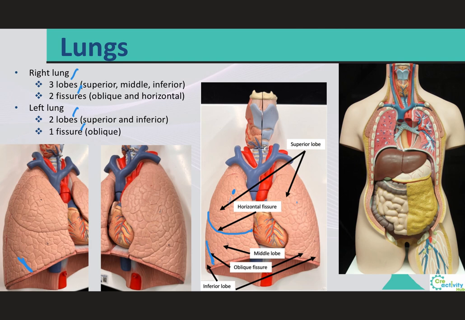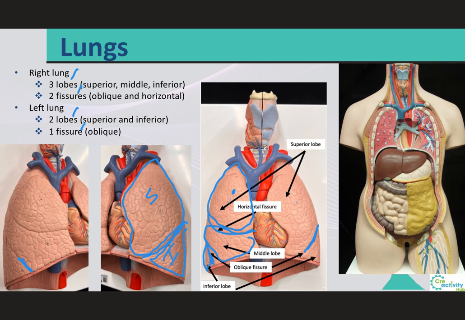And therefore, these fissures will separate the right lung into the superior lobe, the middle lobe, and the inferior lobe. Now the left lung, like I said, will have only 1 fissure, which is the oblique fissure, and we can see it better on this image. And this 1 fissure will separate it into 2 lobes, the superior lobe on top and the inferior lobe on the bottom. Now, why is it that the right lung has 3 lobes and the left lung has 2 lobes?